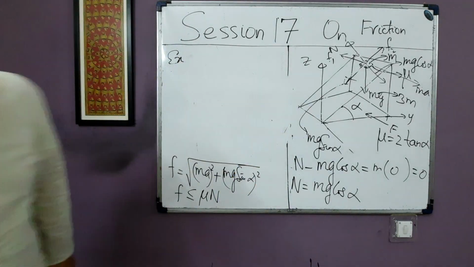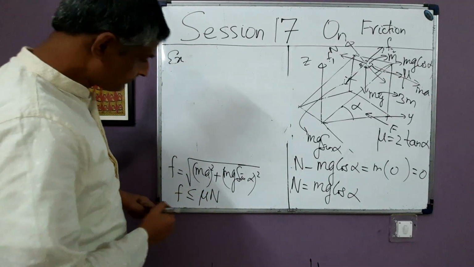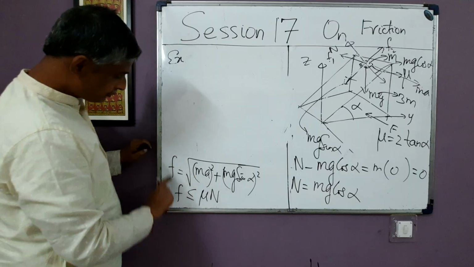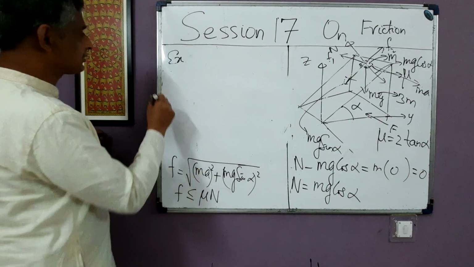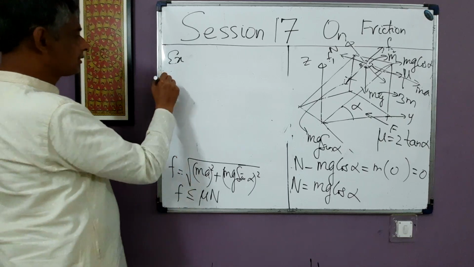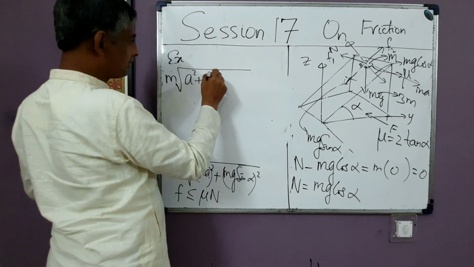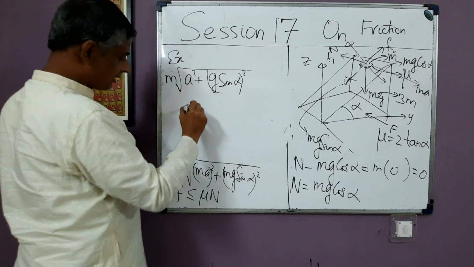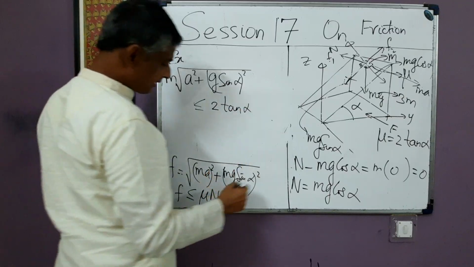So what I do, first I get the inequality for A from this equation, okay. So F is this much, N is this much, mu is equal to 2 tan alpha. I substitute F and N in this equation, F less than or equal to mu N. So what do I write? N becomes common outside. Root under A square plus G sin alpha whole square is less than or equal to mu, which is equal to 2 tan alpha. And N is how much?